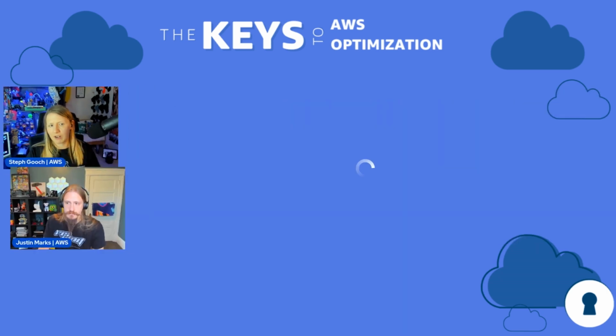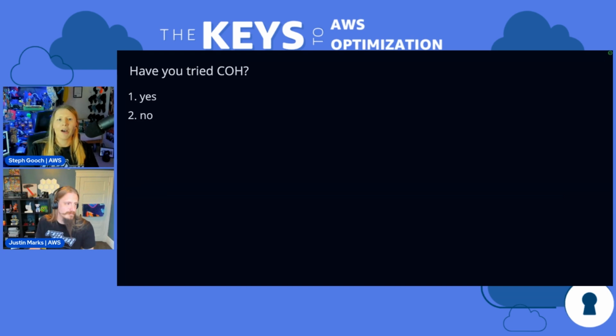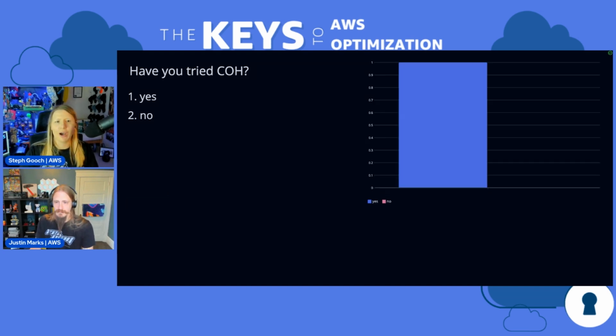But we love always talking about Cost Optimization Hub. So who's tried it? 1 for yes, 2 for no. I bring it up in my presentations a lot because people didn't know it was there. And I just like the centralized location and the different effort levels. We have that on Compute Optimizer as well.